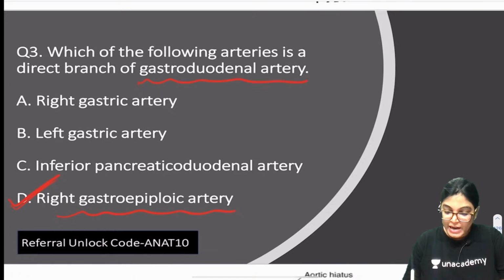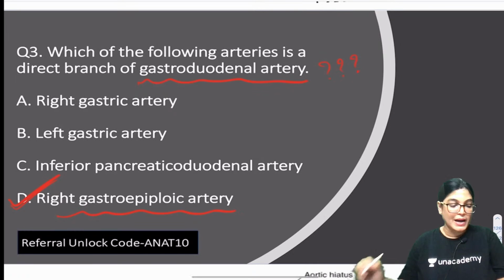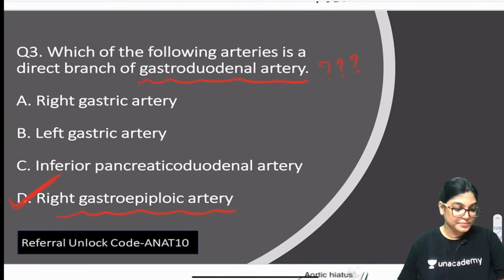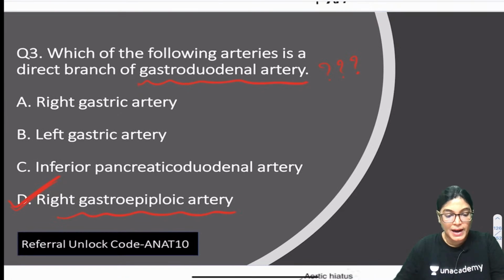And gastroduodenal artery is a branch of which artery? My next question is, gastroduodenal artery is a branch of which artery? Anyone?